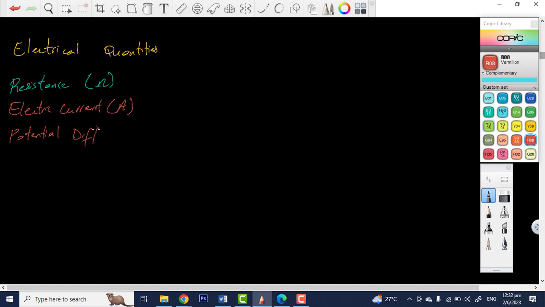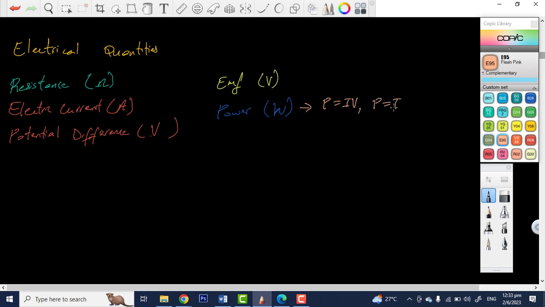So we need to know resistance. We need to know electric current, which is measured in amperes. We need to know potential difference, and we need to be able to define these terms. So potential difference, PD. We need to know things like EMF, electromotive force, which is, oh, well, I should give it a unit. So potential difference is measured in volts. EMF is also measured in volts right here.